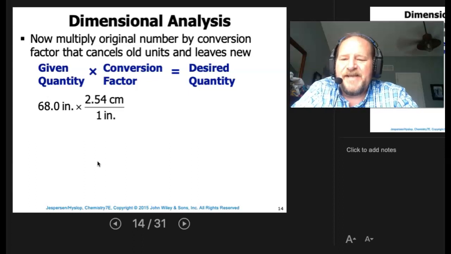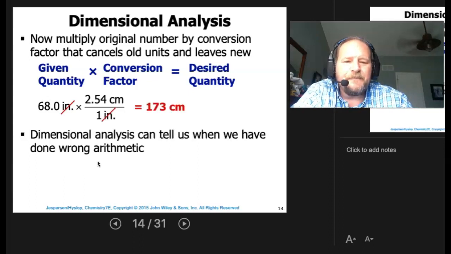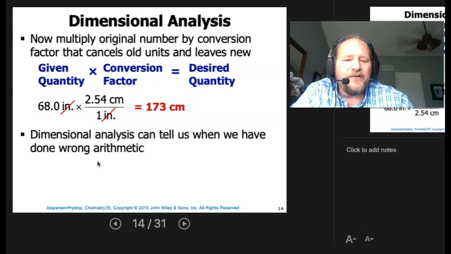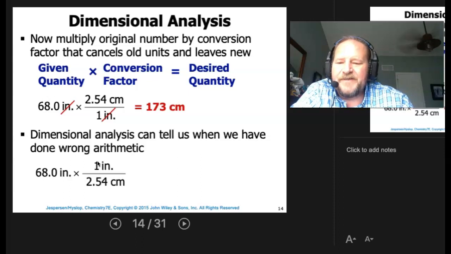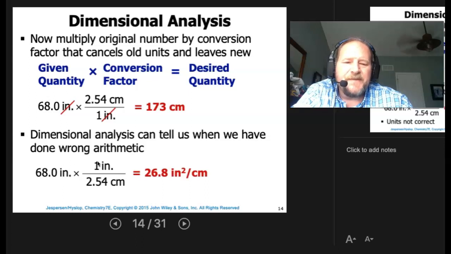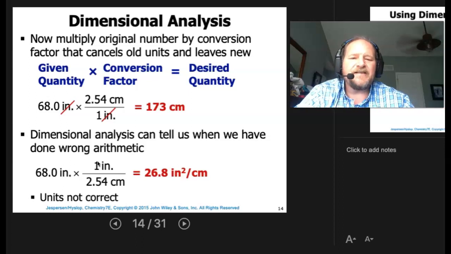So if we started with 68.0 inches, we multiply that by our conversion factor, 2.54 centimeters per inch. Our inches here will cancel out, and we'll get 173 centimeters with 3 sig figs. The dimensional analysis can tell us when we have the wrong arithmetic. So let's say we flipped that and we did it wrong. We have 68 inches times 1 inch over 2.54. Notice our inches do not cancel out and we're left with inches squared per centimeter. So dimensional analysis is basically using the units to make sure you have the correct answer.